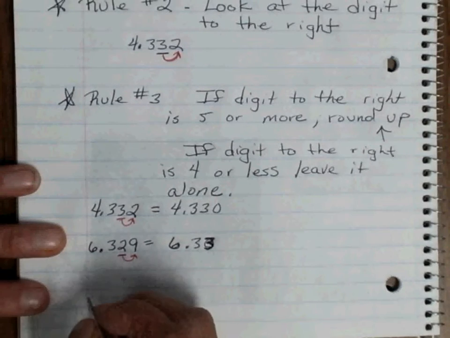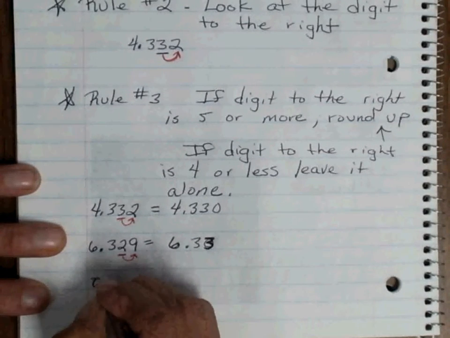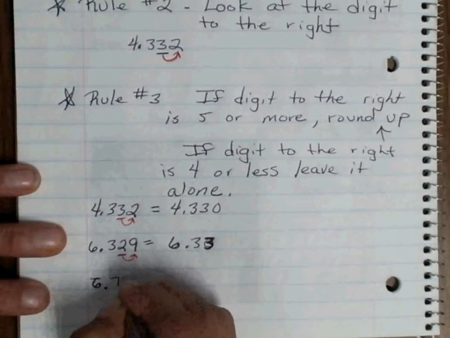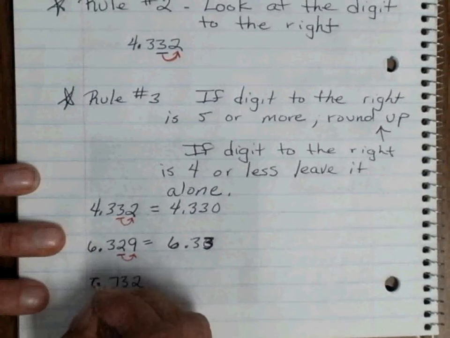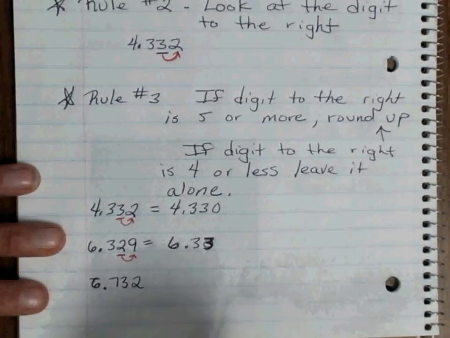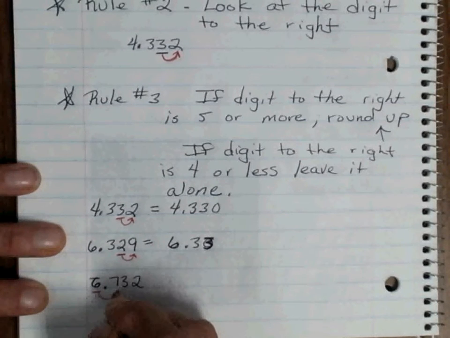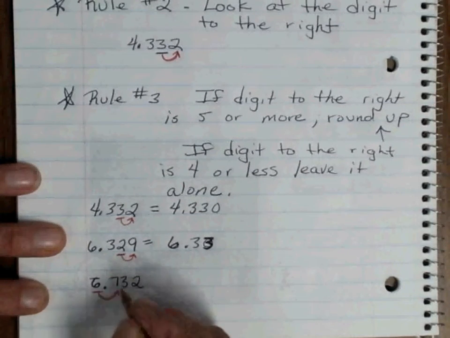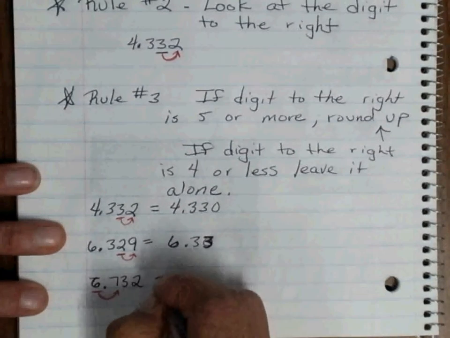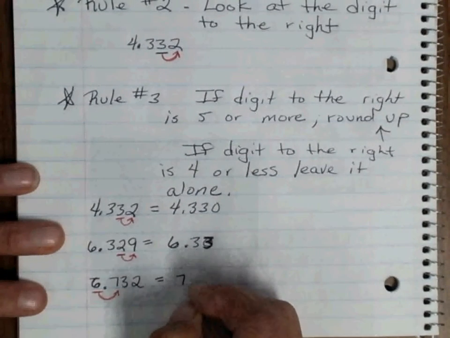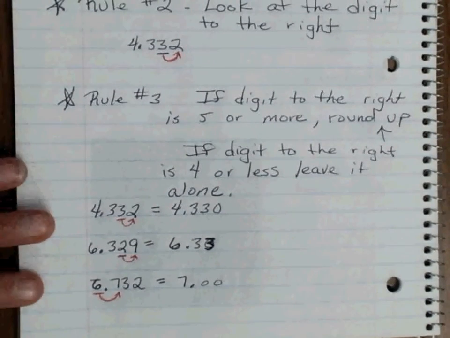Now what if I wanted to round to the nearest whole number? Let's say I have 6 and 732 thousandths, and I want to round it to the nearest whole number, which means I'm going to round the 6. The 6 looks next door to the 7. Is the 7 5 or more? Sure. So I round the 6 up to a 7. Everything else just goes away, becomes zeros. So the answer is just 7.